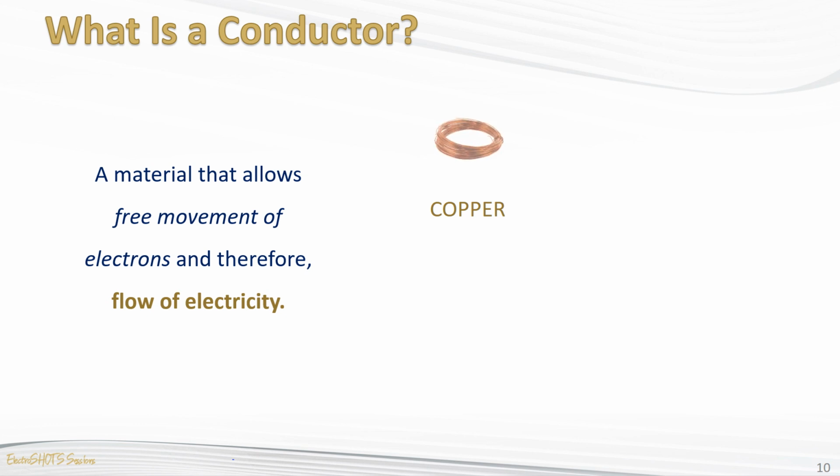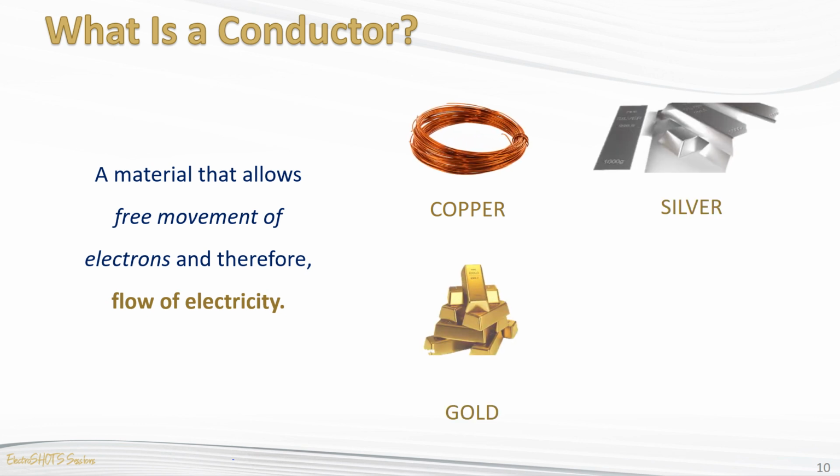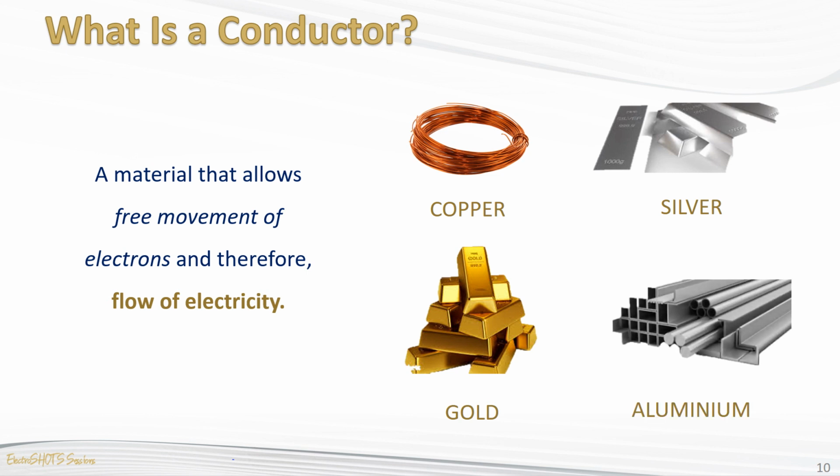So, what is a conductor? A material that allows free movement of electrons and therefore flow of electricity. Some examples of good conductors of electricity are copper, silver, gold, and aluminium. From amongst these, copper is the most optimum choice for electrical installations owing to its affordable cost, good conductivity, and strength.